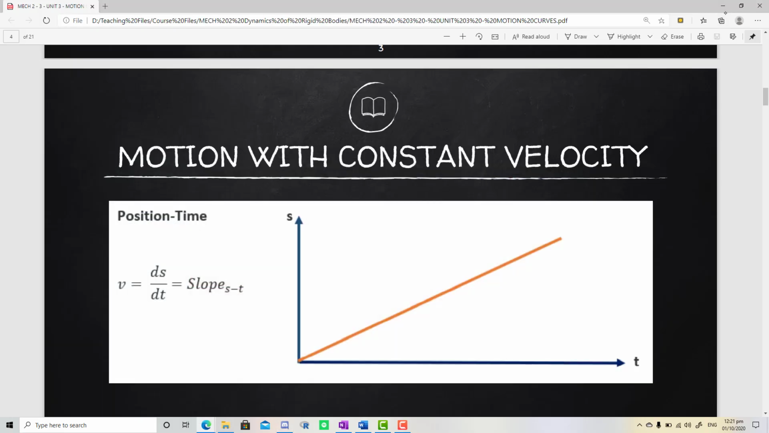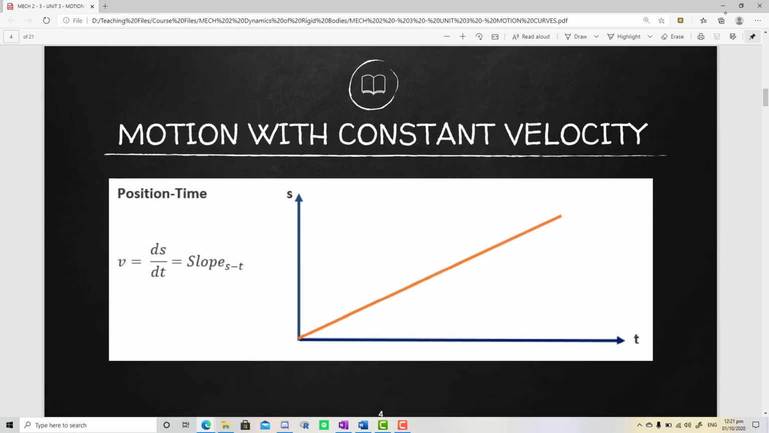So this is the first case of our rectilinear motion. Constant velocity. This is the position time graph. Your S is the position and your T is the time considered. So your velocity is equal to the change in the position with respect to time, and that is equal to the slope of this line. Okay?